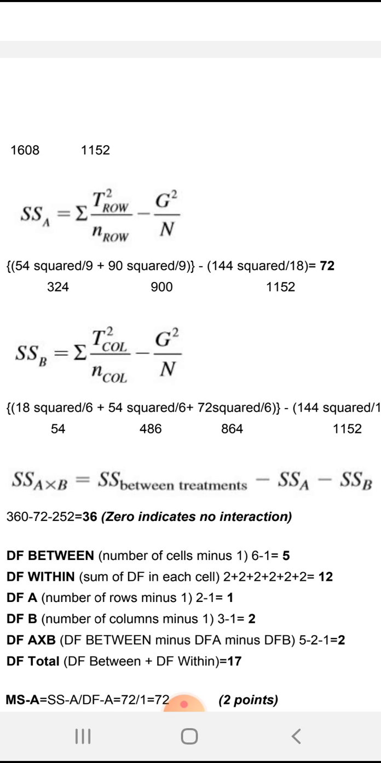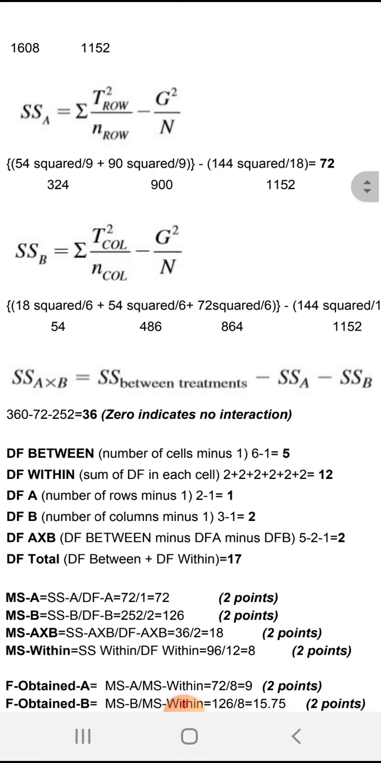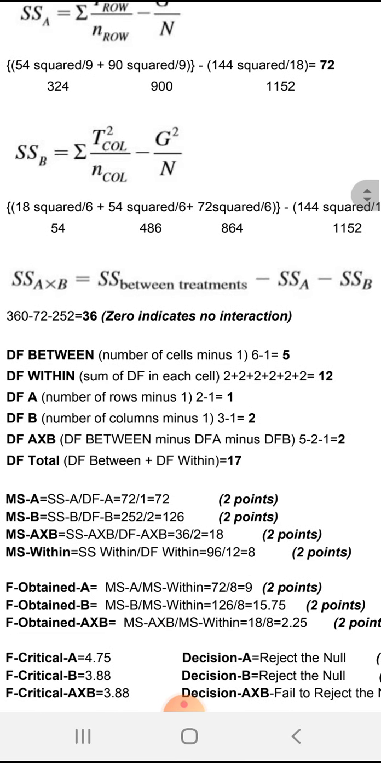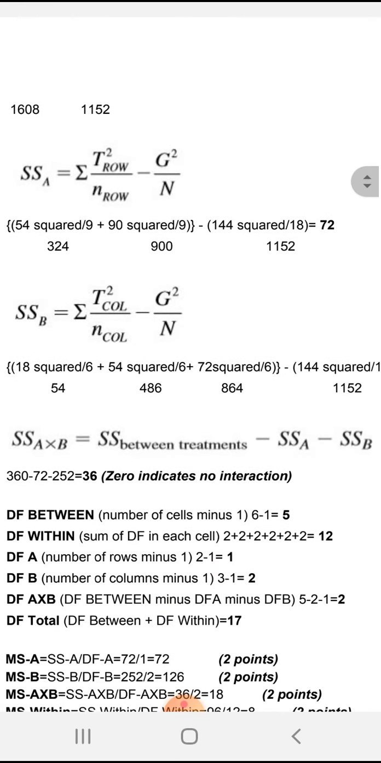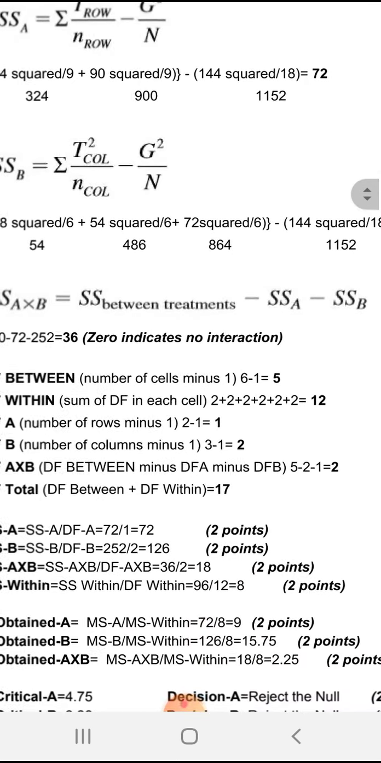So now that you have all of your sum of squares, next step is to get all the degrees of freedom. So degrees of freedom between is simply number of cells minus 1, right? There are 6 cells here. So 6 minus 1 equals 5.